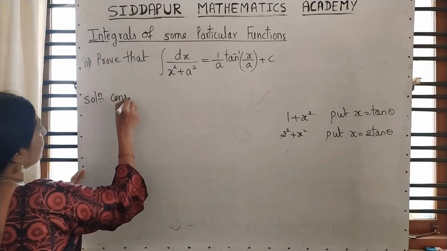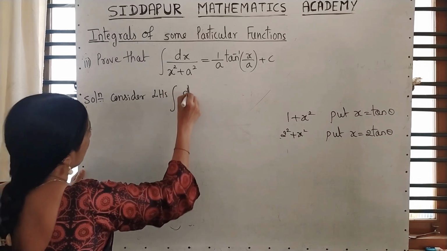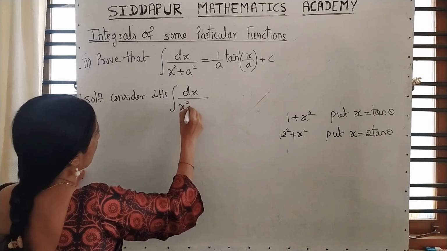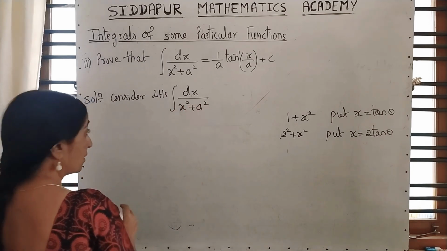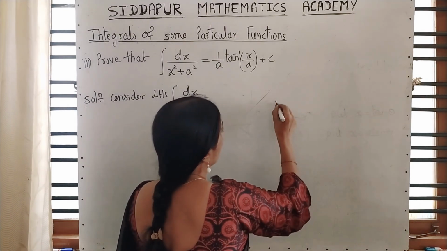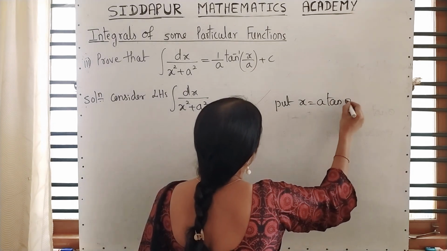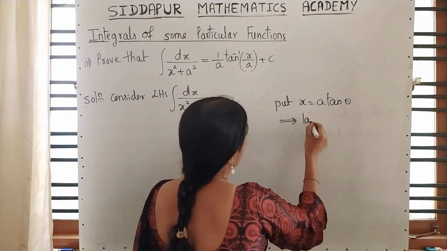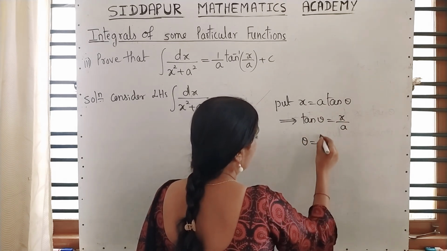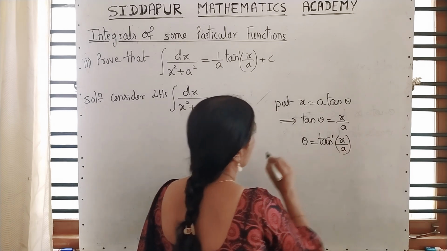Consider the LHS, dx upon x square plus a square. Put x is equal to a tan theta, as I explained. This implies tan theta is equal to x by a, so theta is equal to tan inverse x by a.